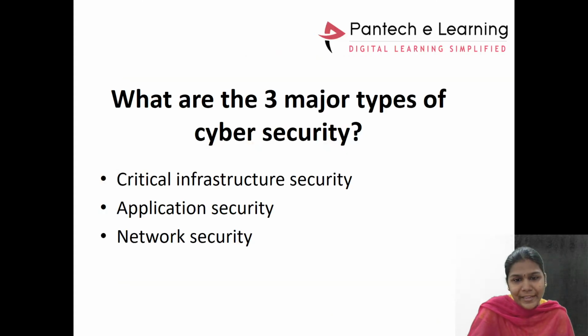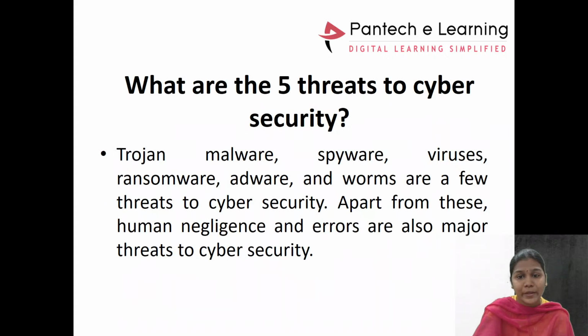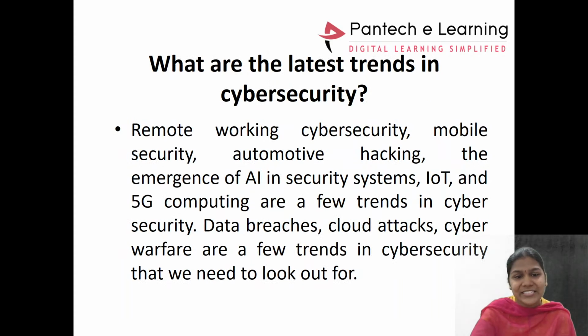Okay. So, the application we have discussed, and here are the three major types of cyber security: critical infrastructure, application security, network security. So what are the threats to cyber security? Trojan, malware, spyware, viruses, ransomware, adware and worms. These are the different threats we have in cyber security for internet data. Latest trends in cyber security: remote working, mobile security, automotive hacking, the emergence of AI in security systems, IoT and 5G computing. Data breaches, cloud attacks, cyber warfare are a few trends in cyber security that we need to look out for.